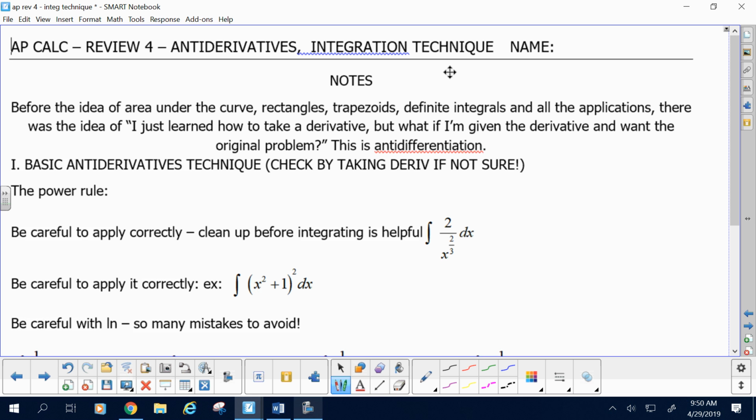Cool. When you try and undo a derivative, you say, I'm trying to find the antiderivative. What I beg you, please just check your antiderivative answer with a derivative.